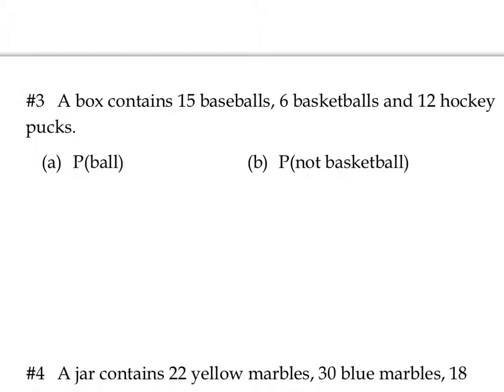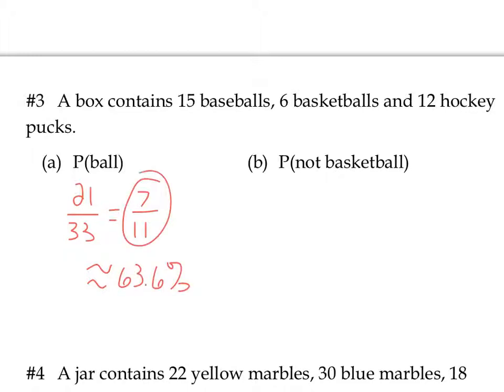So there are, in this case, 21 favorable outcomes out of a total of 33 equally likely outcomes. It's equally likely you'd pick a basketball, baseball, or a hockey puck. That can be reduced to 7 out of 11, okay? Which as a percentage is about 63.6%, okay? And as a fraction reduced, 7 out of 11. There's a 7 out of 11 chance they would pick a ball out of that box.